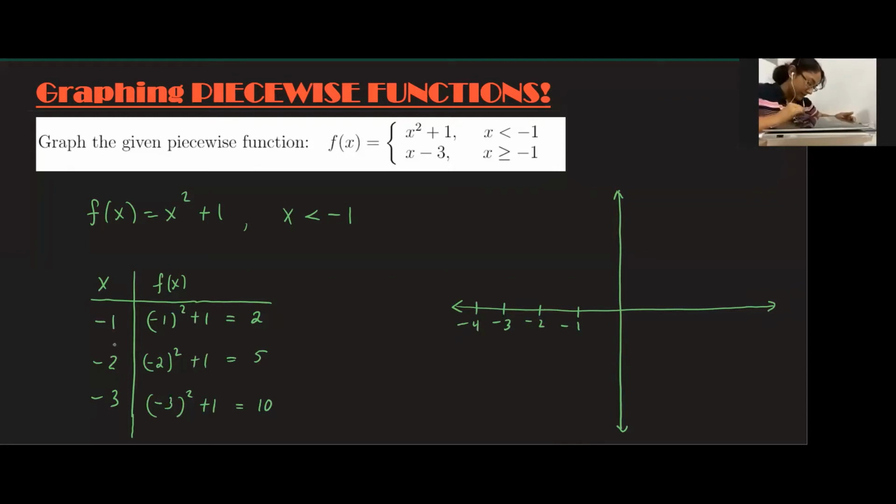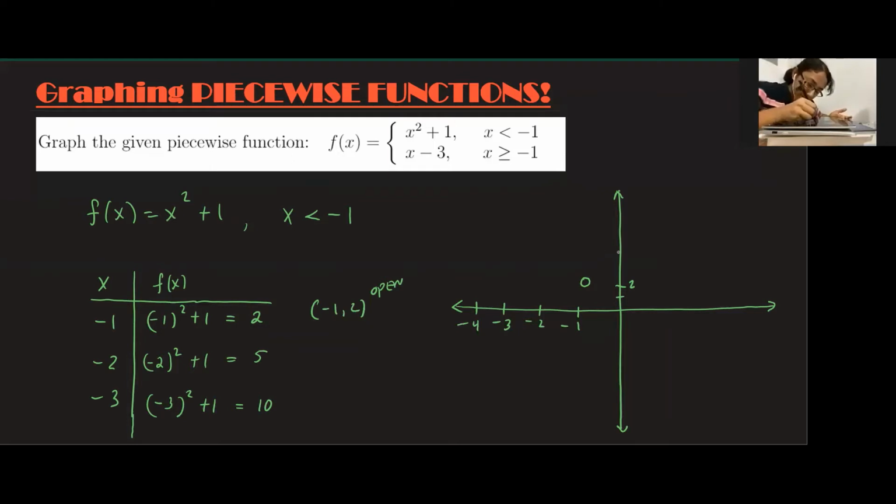So when we plug in -1, we got 2. So -1, let's say this is 2. So that's right here. Now you have to be careful because x is strictly less than -1. This point, -1 comma 2, is going to be an open circle. So we plot this point, -1, 2, but we put it open because that's the endpoint where the function is not defined. And we plot the next point, -2, 5.